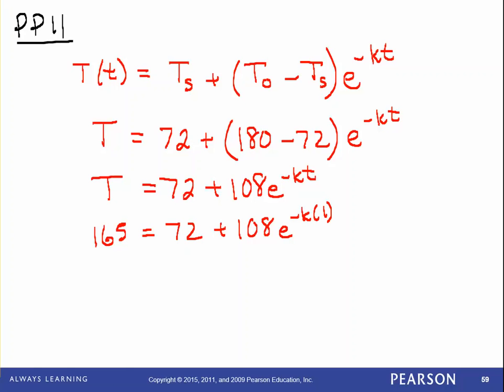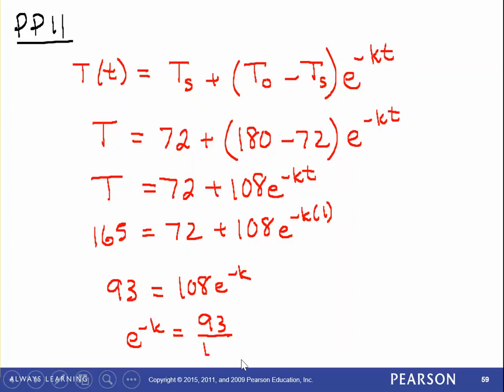Okay, let's move some stuff around here. How about subtract 72 from both sides? When we do that, we get a 93 equals 108 e to the negative k. Divide both sides by 108. So how about 93 over 108? Here's our problem. We got a little k. Our variable is stuck in the exponent.